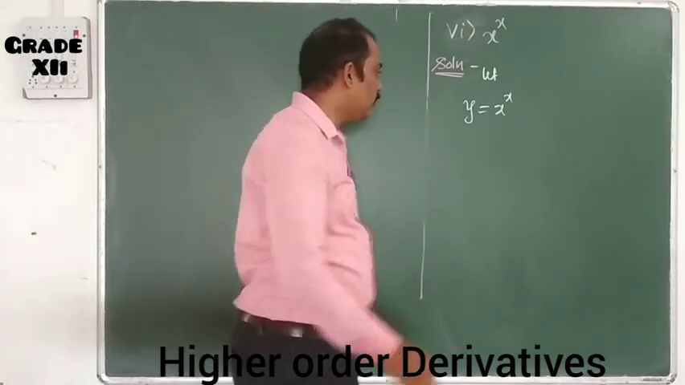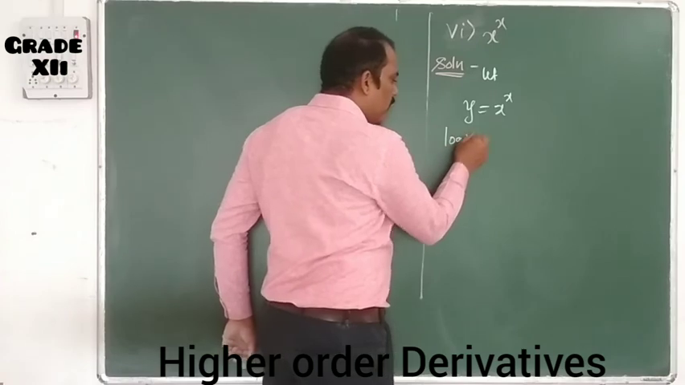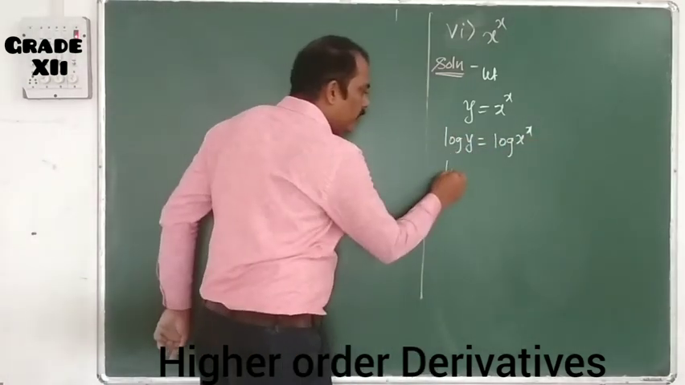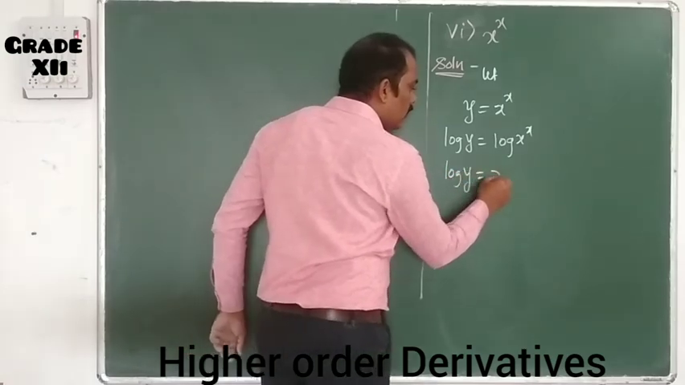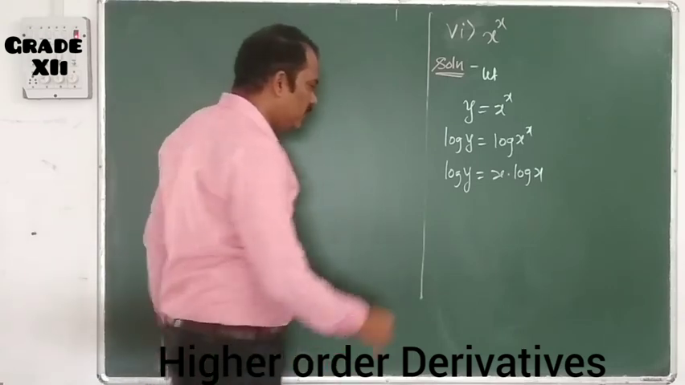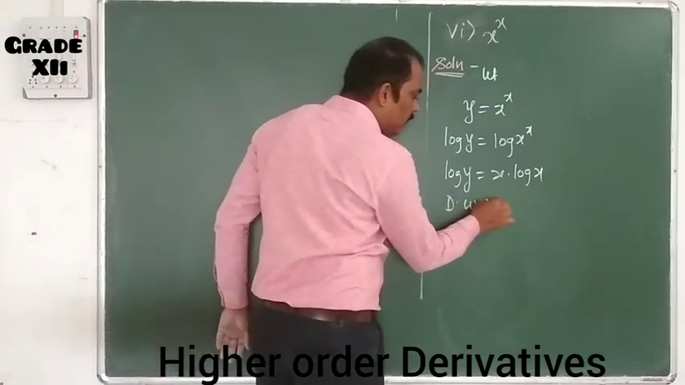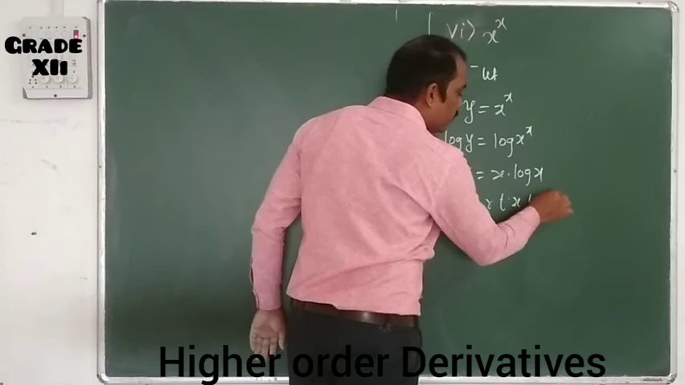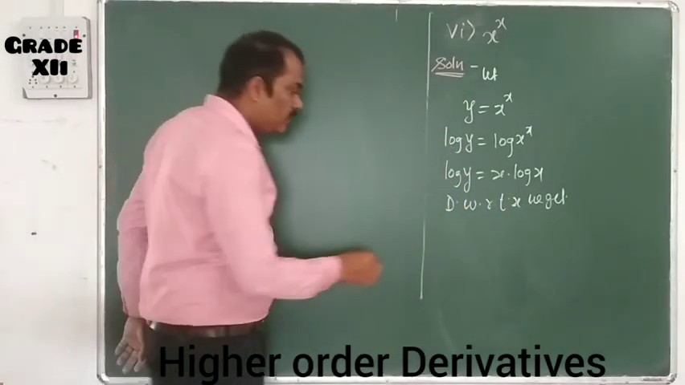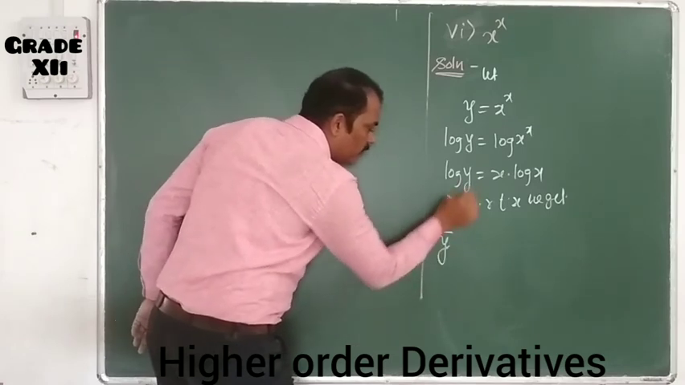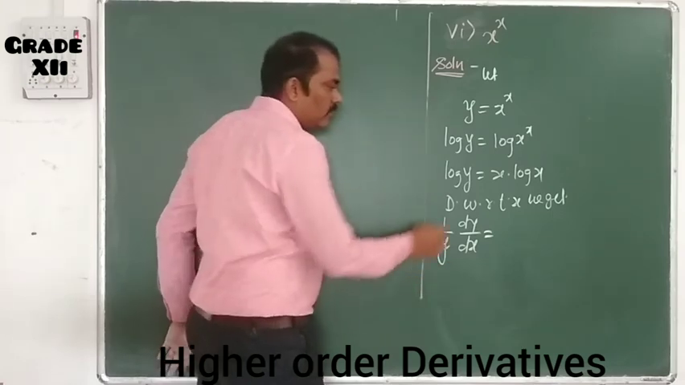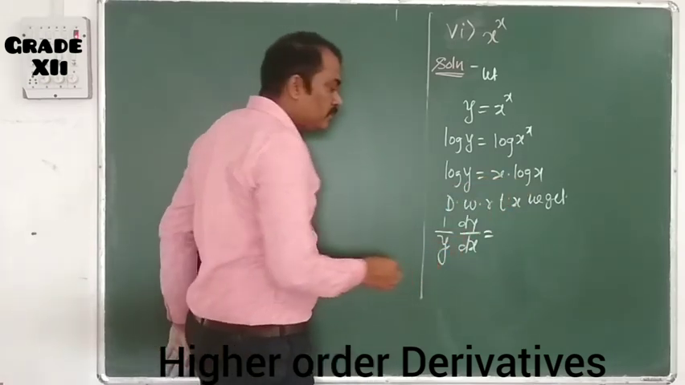By taking the log on both sides, we get log of y is equal to log of x raised to x. So we get log of y is equal to x into log of x. Differentiate this with respect to x. First, we have to keep the finger on the log. What is the derivative of log y? It is 1 upon y, then the derivative of y with respect to x is nothing but dy by dx, is equal to. Here, x into log x, so we have to use the product rule.